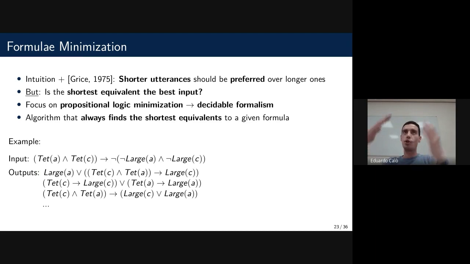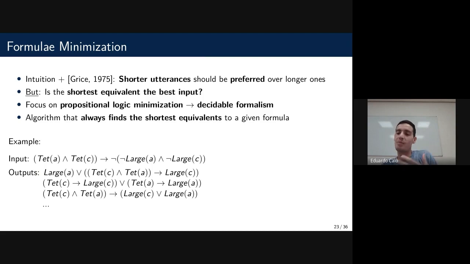So we started from the intuition that I mentioned before, which is that shorter utterances should be preferred over longer ones, which is also something that has been around in linguistic debate for basically forever, at least since Grice, the very famous pragmatician, one of whose Gricean maxims, the submaxim of brevity, states that shorter utterances should be preferred over longer ones, and that useless prolixity should be avoided.